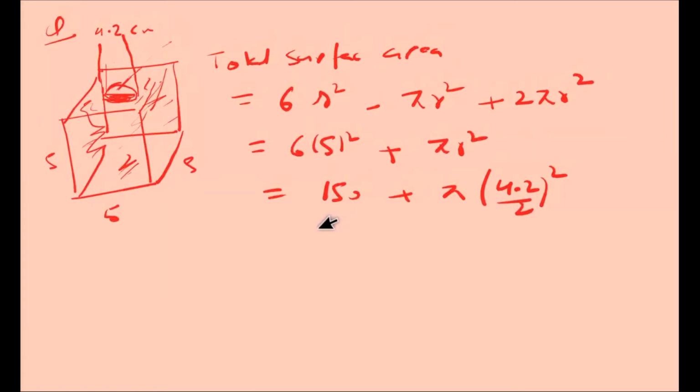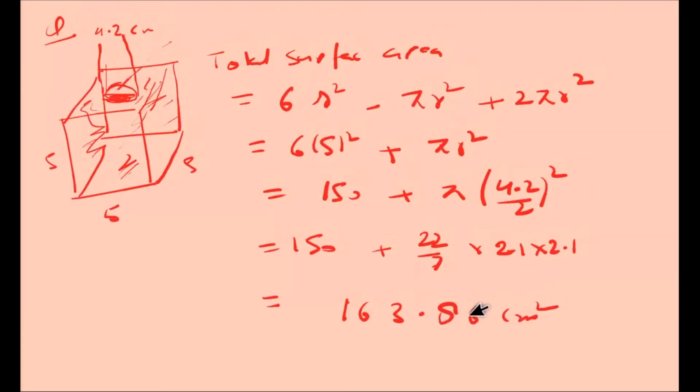So you can solve these questions very quickly in this manner, right? So student, you can get the solutions, that is 150, and using here 22 upon 7 into 2.1 into 2.1. After getting the calculation of this, you can calculate yourself. Now the total area, it will be 163.86 centimeter square.